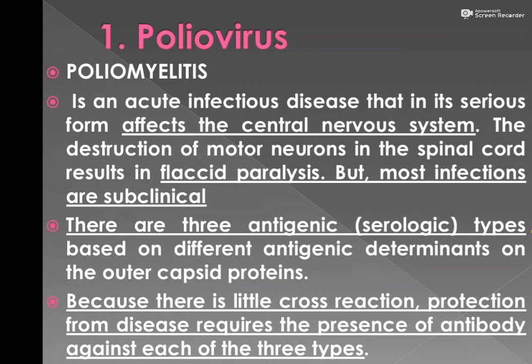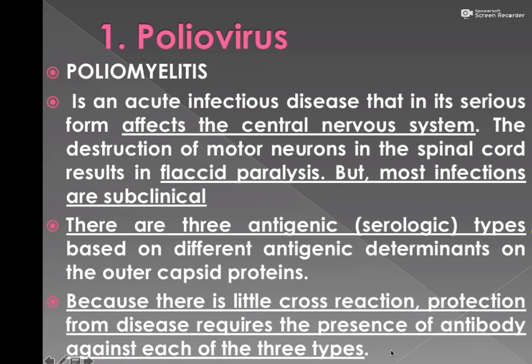Poliomyelitis is an acute infectious disease. In its serious form, it affects the central nervous system, motor neurons, and the spinal cord, and causes flaccid paralysis, but fortunately most infections are subclinical. There are three antigenic types: 1, 2, and 3. Because there is little cross-reaction between the antibodies formed against these types, protection from disease requires the presence of antibody against each of the three types.